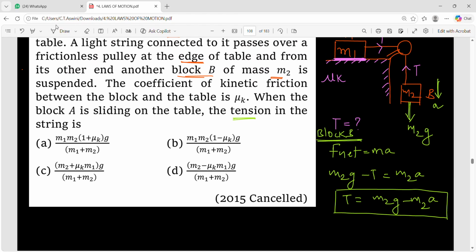The motion of the block is downward. So what will be the tension? It will be lighter weight. That means M2G minus M2a. What is this a now? You know the value of M2, you know g. You just have to find out this acceleration value. So how do we find this acceleration value?